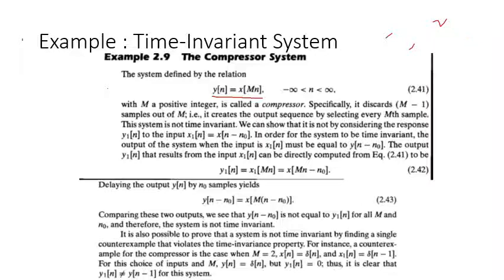Anyways, the topic here is to find out whether the system is time invariant or not. So what we have to do here, here's the input. The input is delayed. So we want to delay the input and check whether the output is delayed or not. This is our system. The output y of n resulting from input x1 of n can be directly computed from equation 2.1.